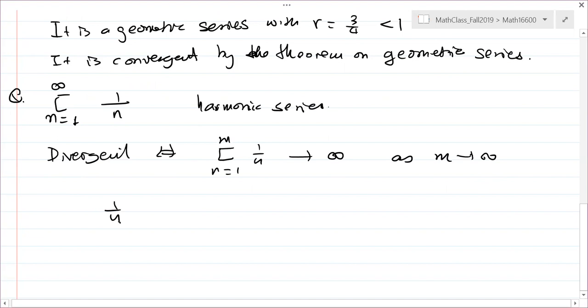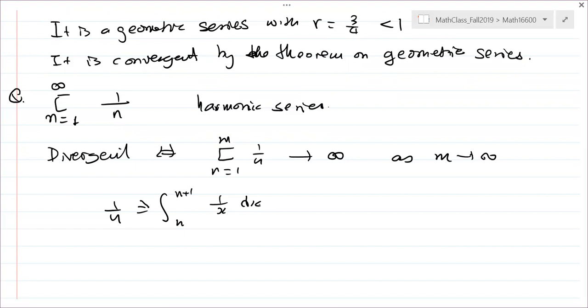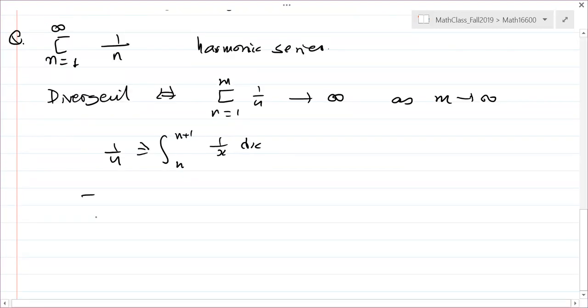1/n, okay, is going to be greater than or equal to the integral from n to n plus 1 of 1/x dx. Do you agree? Because 1/n is greater than or equal to 1/x if x is larger than or equal to n. Okay, so this is a key observation. Okay, then the sum from n starting from 1.